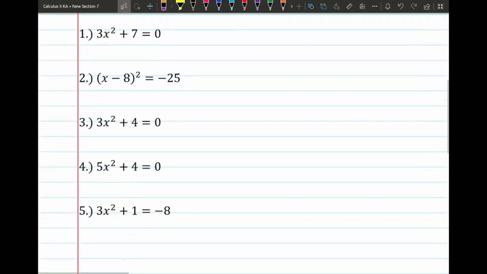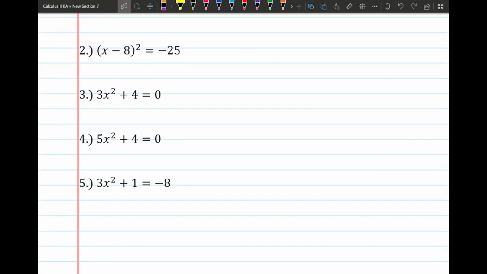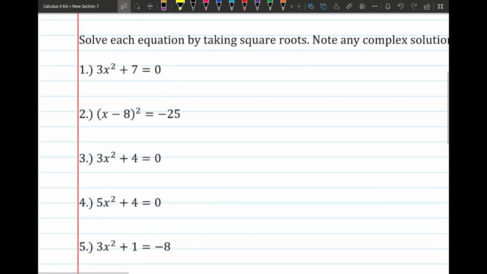So here we have 5 problems, so we're going to go over them. And then in a different video, we are going to go over how to solve quadratics by doing the quadratic formula. So the first one we have here is 3x squared plus 7 equals 0. So let's go ahead and do that.